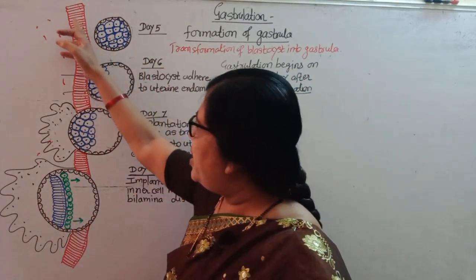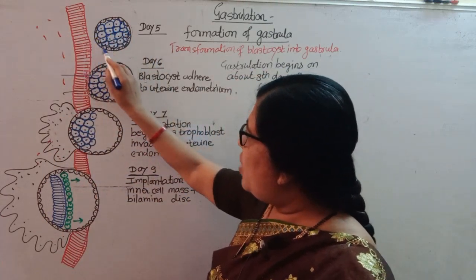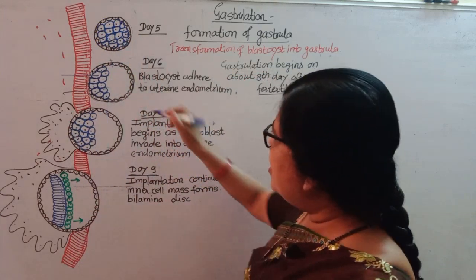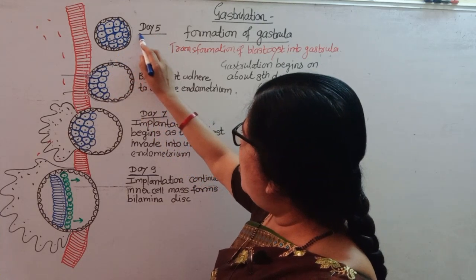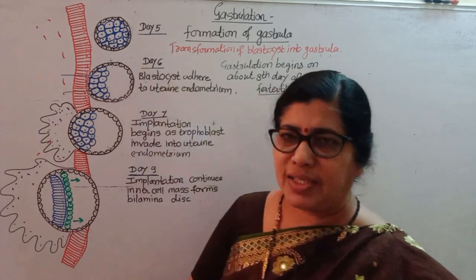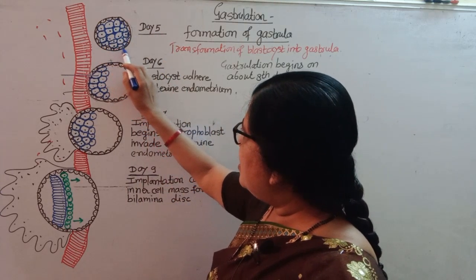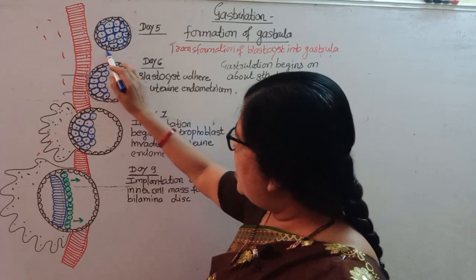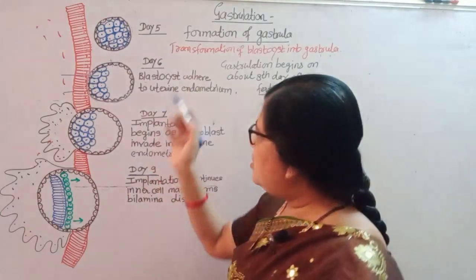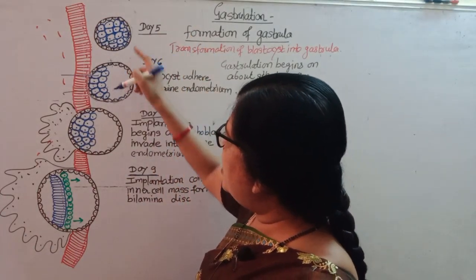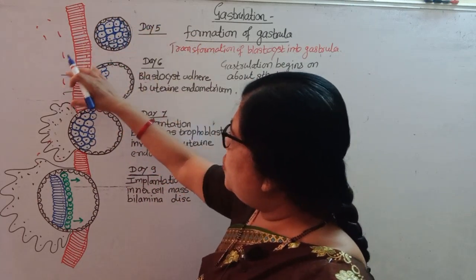See, this is endometrium of uterus and this is morula stage. This is uterine cavity and this is morula. Morula enters the uterus on about 5th day of fertilization. So this is morula in which cells are compactly arranged, and this is outer layer of cells visible in the morula.